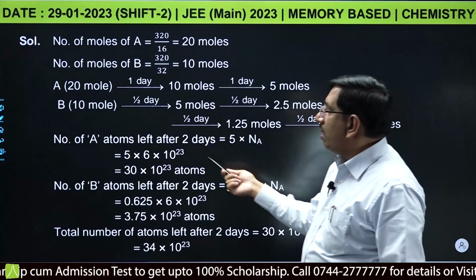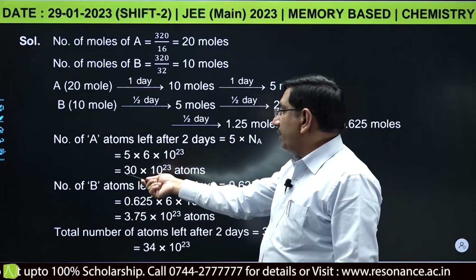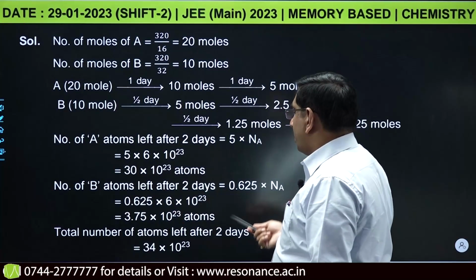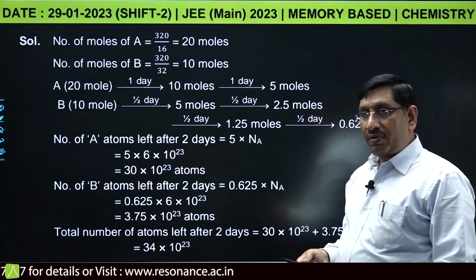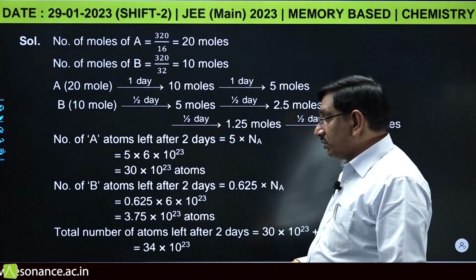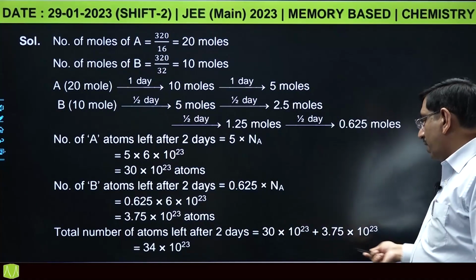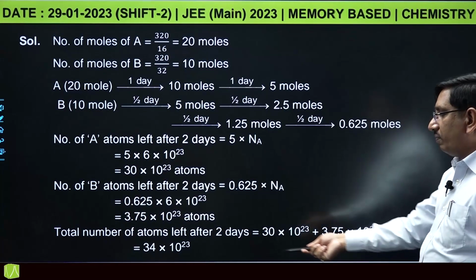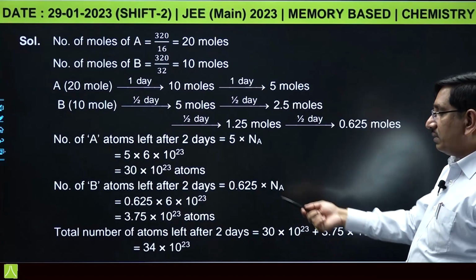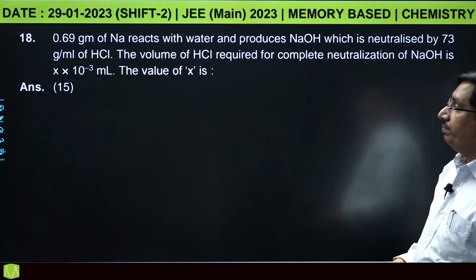Now, the number of A atoms left after 2 days is 5 into Na, and it is 30 into 10 power 23 atoms. The number of B atoms left after 2 days is 0.625 into Na, that is 3.75 into 10 power 23 atoms. The total number of atoms left after 2 days will be around 33.75. If you round off, it will be 34 into 10 power 23. So, the x value is 34. We have to represent the nearest integer.